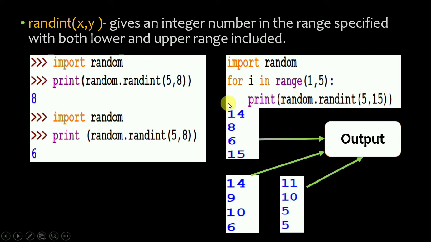So the first time we run the program, the output was 14, 8, 6, 15. You can see 15 has been included. The second time we run the program, it says 14, 9, 10, 6. And the third time, it says 11, 10, 5, 5. It is not necessary that these outputs will be the same for me and you, because it is the work of the random function to give us random numbers. It will give 4 values, it will give integer values, but the numbers may differ in the output.